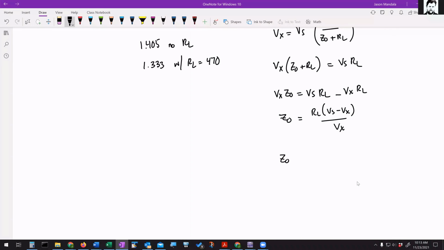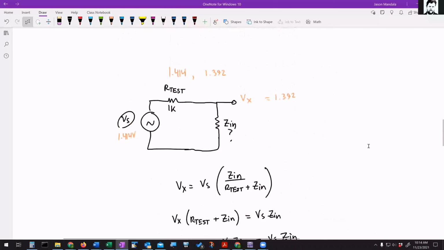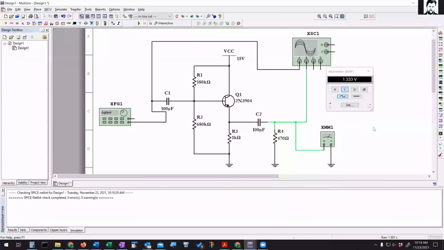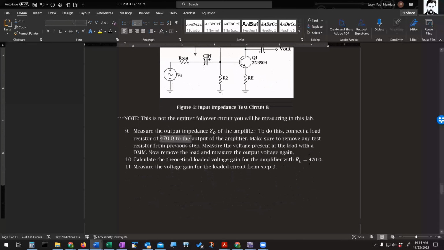And again, all those are known quantities. RL would be the 470 that we attached. That's like our test resistor. VS would be the larger voltage, which was the 1.405. And VX would be the smaller voltage, after it drops, which was the 1.333. So that should be my output impedance. Okay, so you can give that a try yourself to calculate the input and output impedance: measure it with and without the load to get the output impedance, and with and without the test resistor to get the input impedance. And I think that's pretty much it.